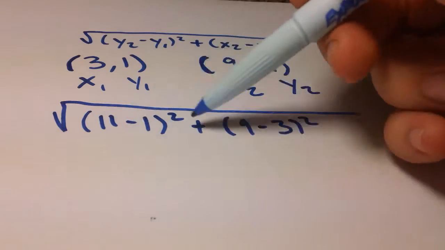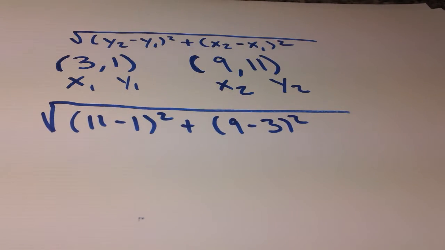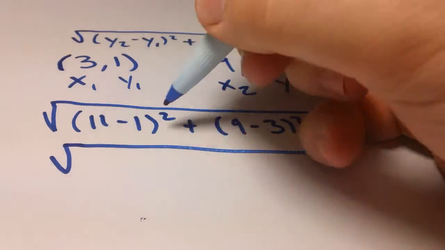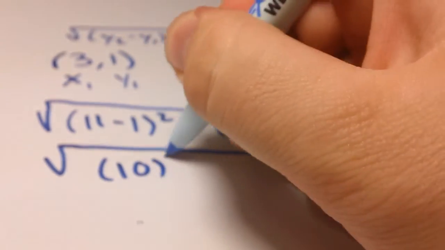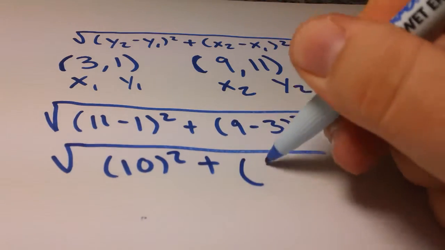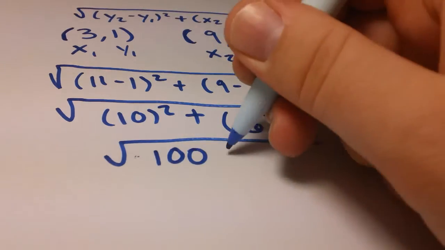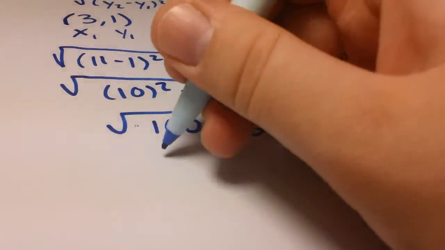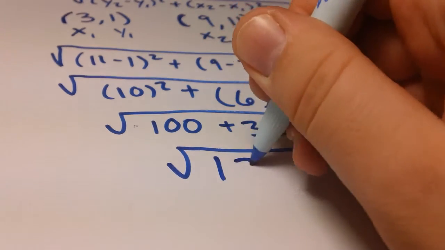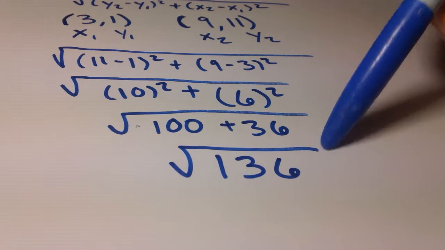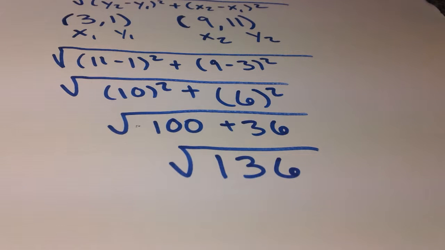Let's solve these. The stuff in the parentheses first, of course, order of operations kind of thing, right? Rewrite our square root. 11 minus 1, of course, just going to be 10 squared plus 9 minus 3, 6 squared. 10 squared is going to be 100. 6 squared, 36. We'll add those, and we get to the square root of 136. Simple as that.